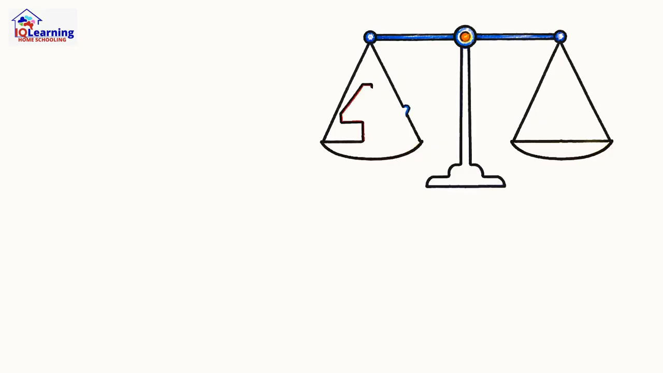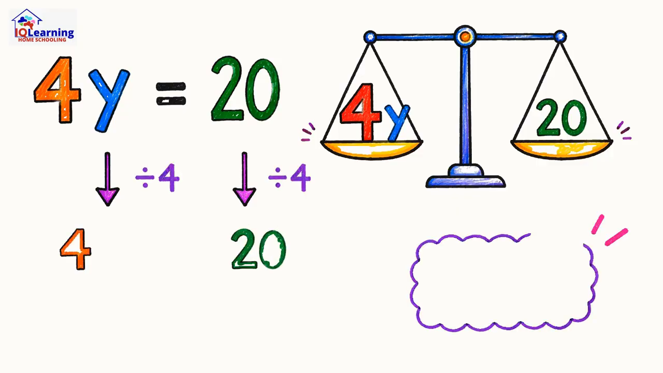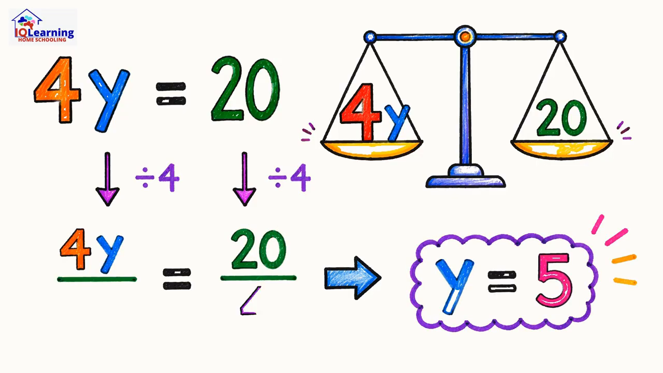This works for everything. If you see 4y equals 20, that's 4 times y. The inverse is dividing by 4. Do it to both sides and you get y equals 5.